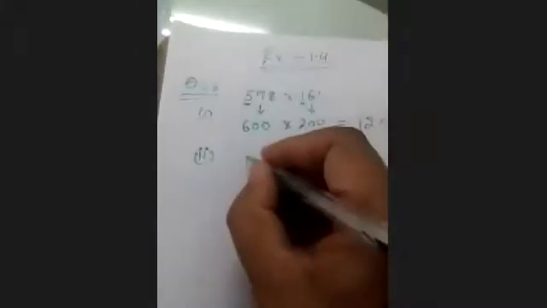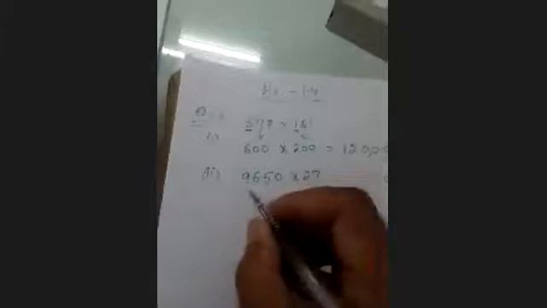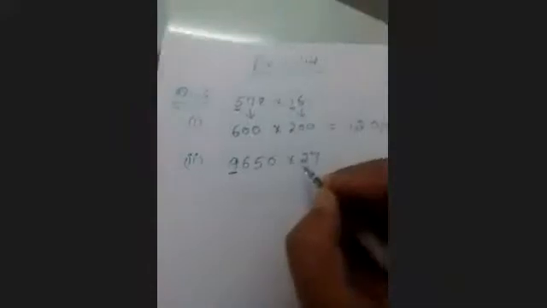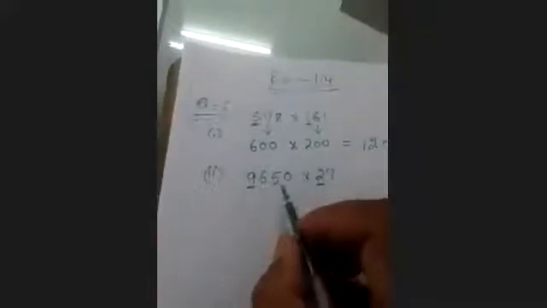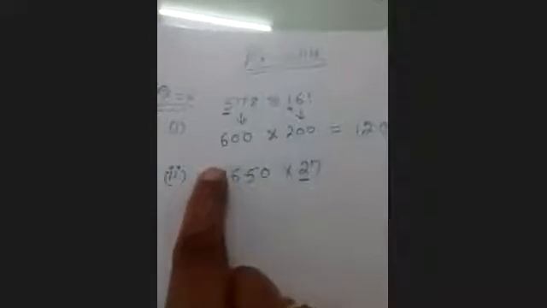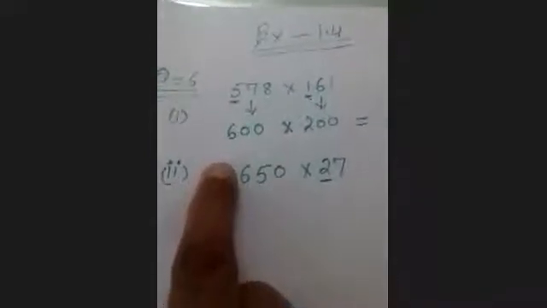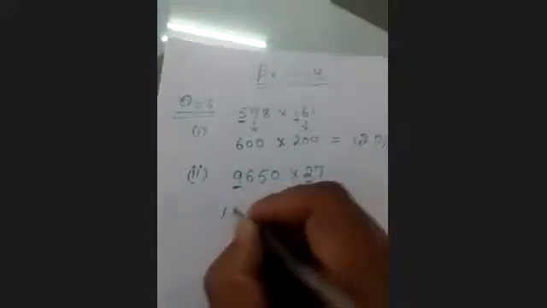Now the sixth question, second part. We have 9,650 multiplied by 27. Its first rule is the greatest place. In the first number, the greatest place is 9, and in the second number, the greatest place is 2. First we'll find the nearest value according to 9. Put your finger at 9 and observe the next number. This is 6. So the nearest value will be 10,000.